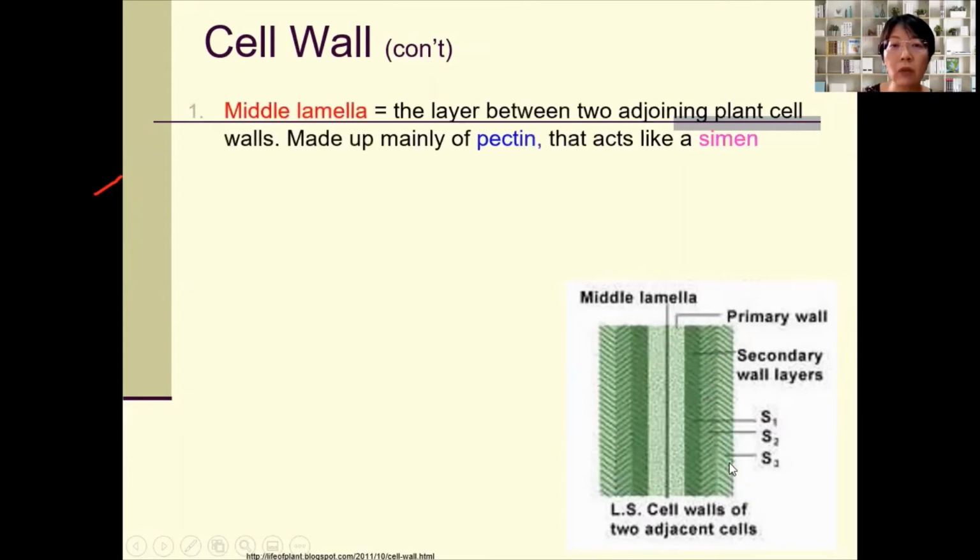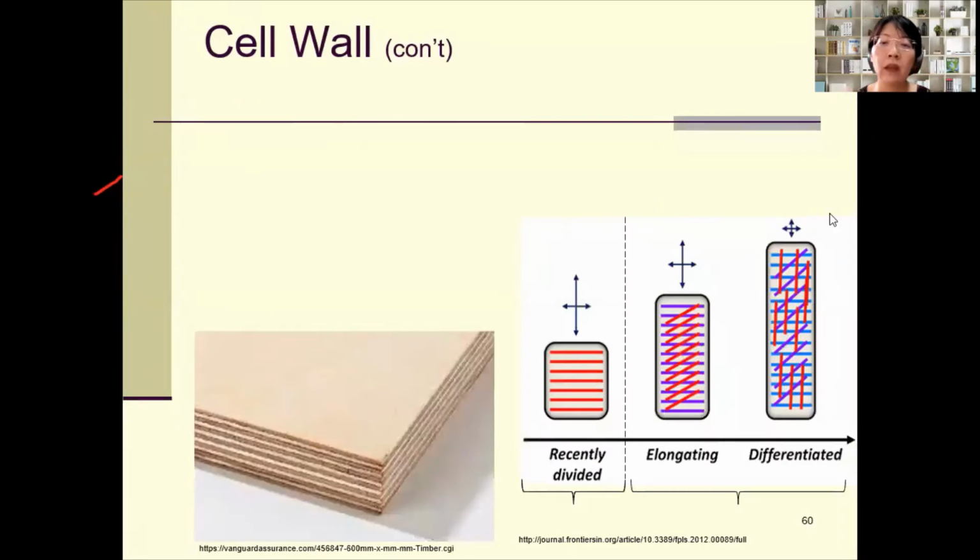angles. Why different angles? Because they're trying to illustrate the fact that, let's say this is the primary wall, all the cellulose fibers are arranged parallel in the same layer. But when the second layer of wall is formed, the cellulose fibers will still run parallel in the same layer, but at a different angle to the other layer, right? And then the third layer also runs at a different angle from the second layer and the first layer.